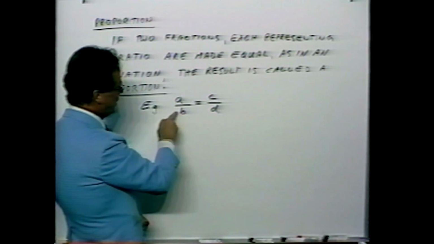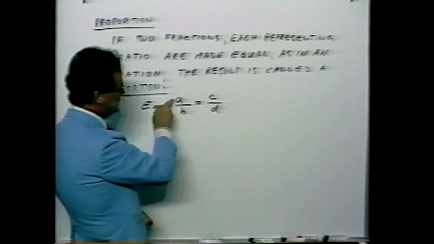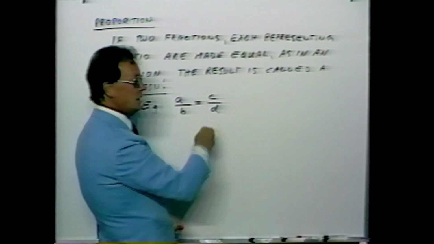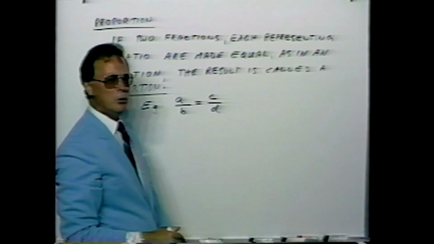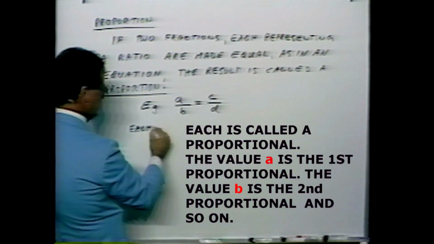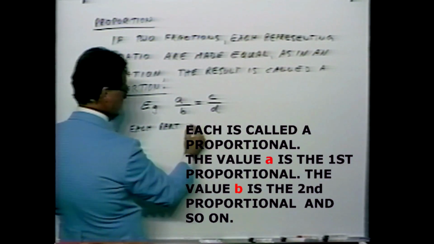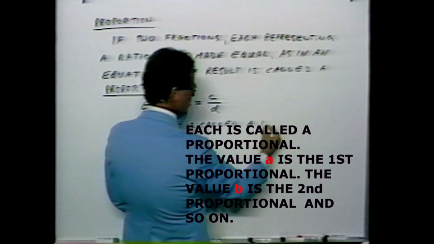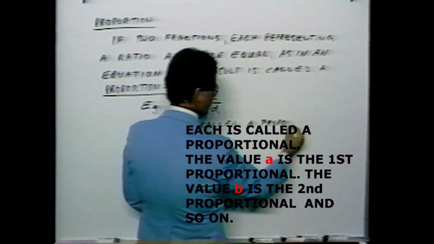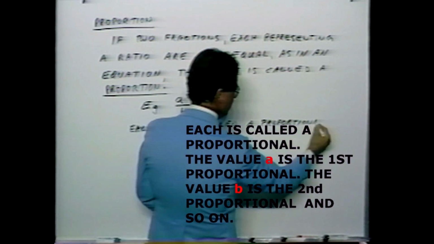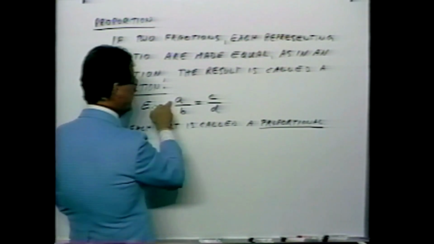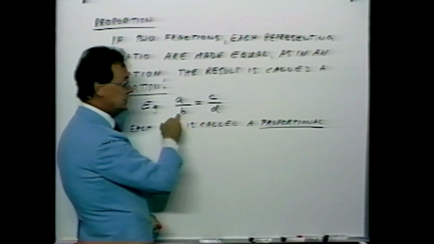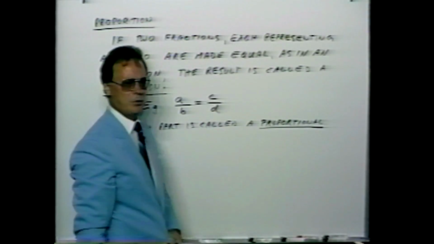Notice that there are 4 parts to each proportion. 1, 2, 3, 4. These parts are called proportionals. And this one in the upper left-hand corner is the first proportional, this one the second proportional, this one the third, and this one the fourth proportional.